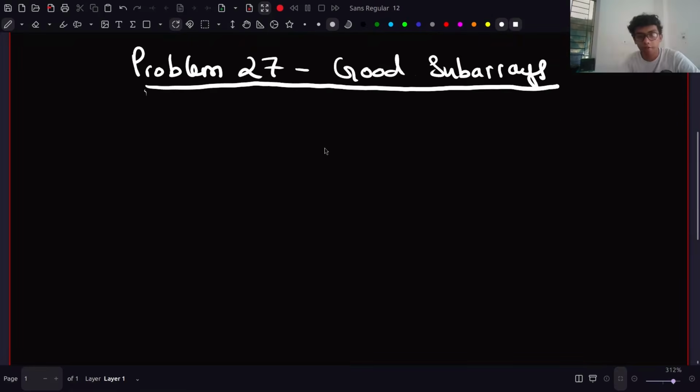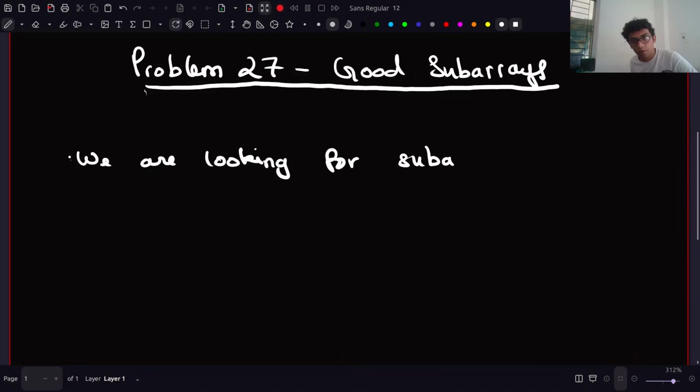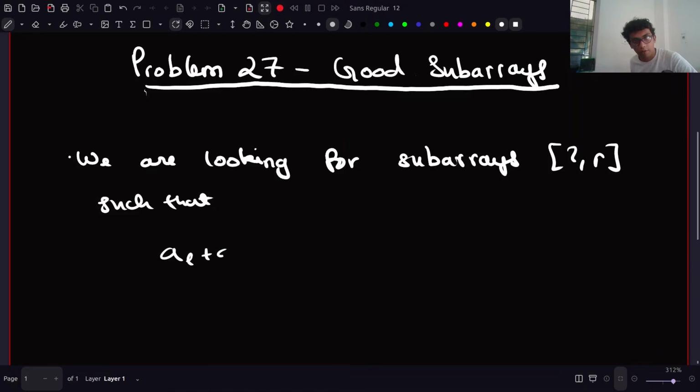Okay, so the problem is pretty straightforward. Let's just summarize the problem so that we have an understanding of what we're looking for. So we're looking for subarrays LR such that the sum AL plus 1 plus so on till AR is exactly equal to the length, so that is R minus L plus 1. So we are looking for this basically.